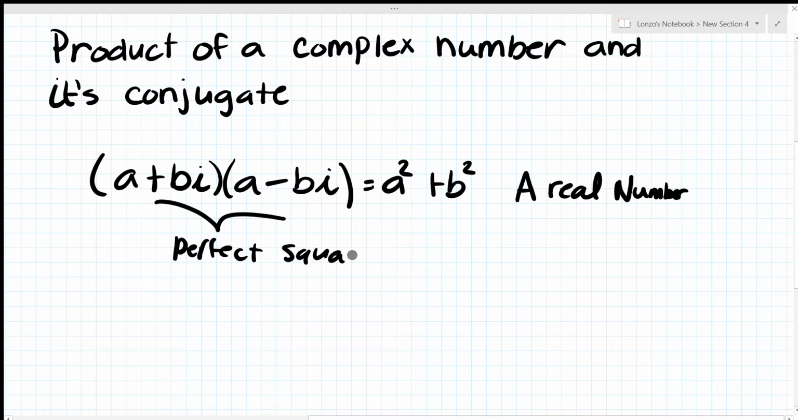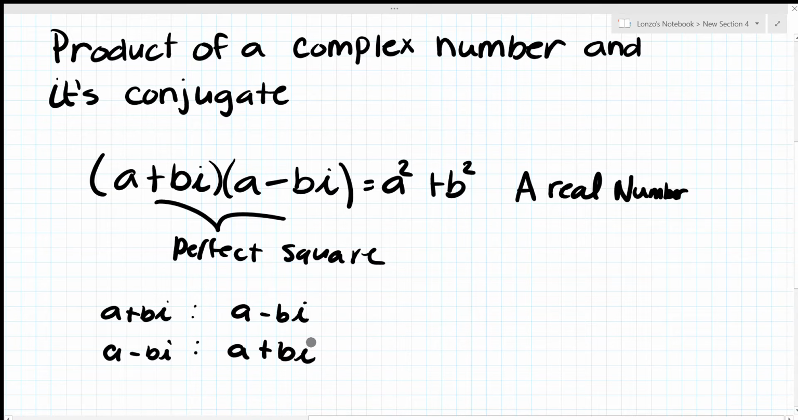So my question is, what is the conjugate of a plus bi? The conjugate of a plus bi is a minus bi. It's almost the same thing, but there is a sign change. What about the conjugate of a minus bi? The conjugate of that would be a plus bi. Pretty simple. And yes, we need this rule when we solve some complex number problems.